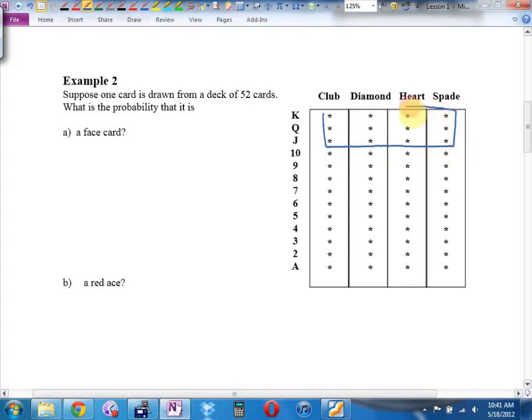Count them. How many are there? Thank you. I hope you used the fundamental counting principle, went 3 times 4. Yeah, okay. I would write this. The probability of getting a face card is 12 out of what? 52. By the way, that fraction reduces.